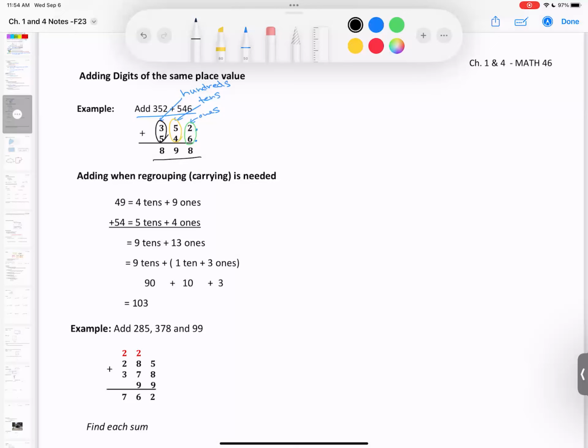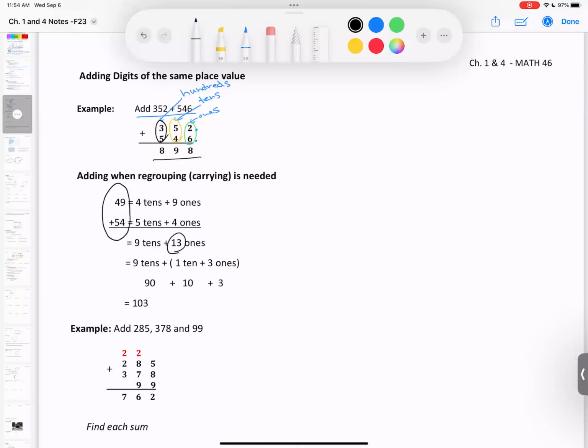So for example, if you look at this problem here, we've got 49 plus 54. If you think of that in terms of place value, the 49 is 4 tens and 9 ones. The 54 is 5 tens and 4 ones. Let's start by adding up the ones column. Now we have 9 plus 4, which gives us 13 ones.